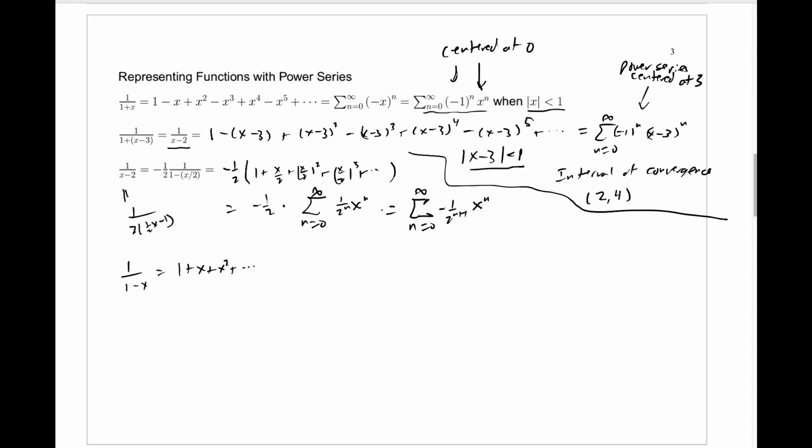And we ask the question, for which x is this series valid, meaning for which x does it converge and equal 1 over x minus 2? Well, it converges exactly when this series converges when you've plugged in x over 2 for x. In other words, we need the absolute value of x over 2 to be less than 1, which is the same as saying the absolute value of x is less than 2. That says it converges on this interval from minus 2 to 2. This is the new interval of convergence for this series.